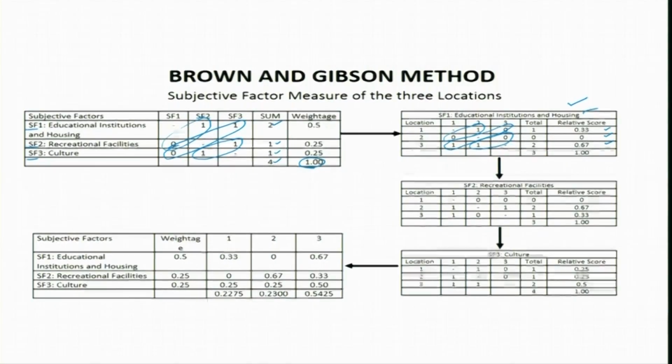Now, let us see the second factor SF2. For the second factor SF2, again in the same manner, compare location 1 and 2.